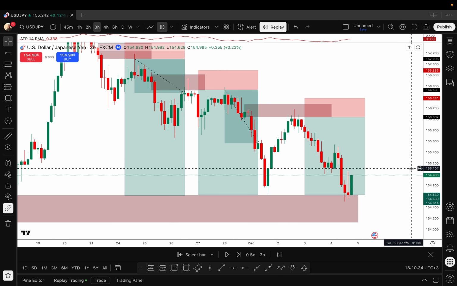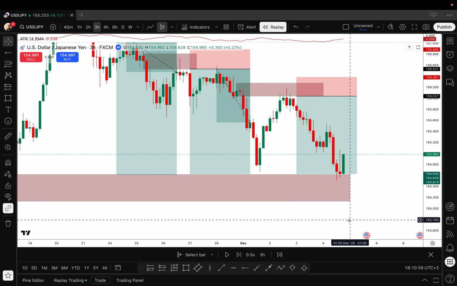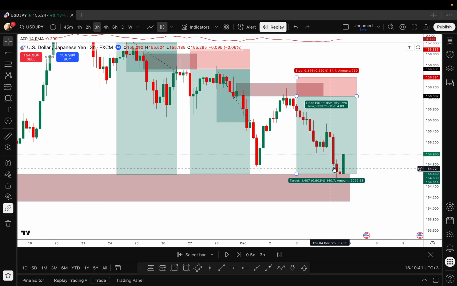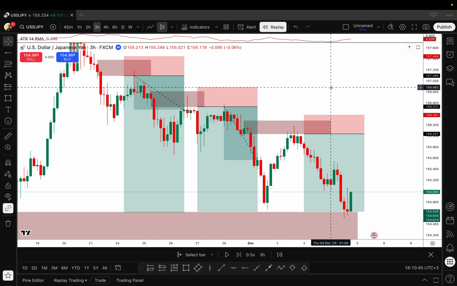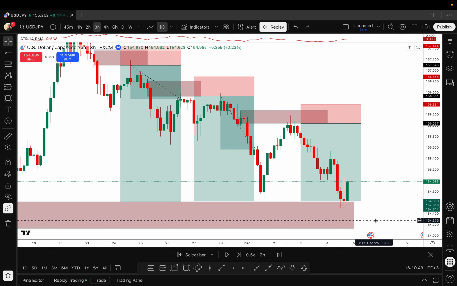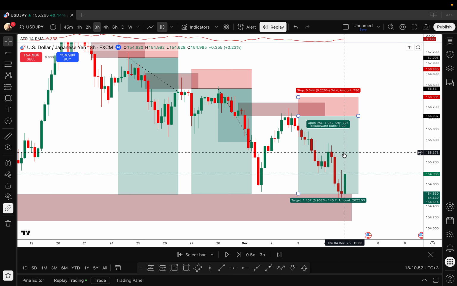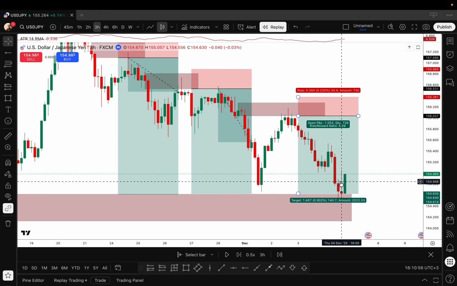Now, if we are going to continue selling this market, this daily demand zone has to be taken out to the downside in order for us to continue selling the market. If it has not yet been taken out, we're still looking for shorts. Then we shall be looking for buys continuing to the upside. However, if it is taken out, it is shorts all the way.